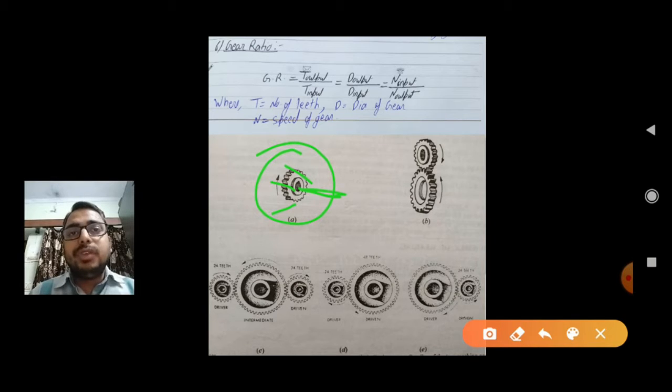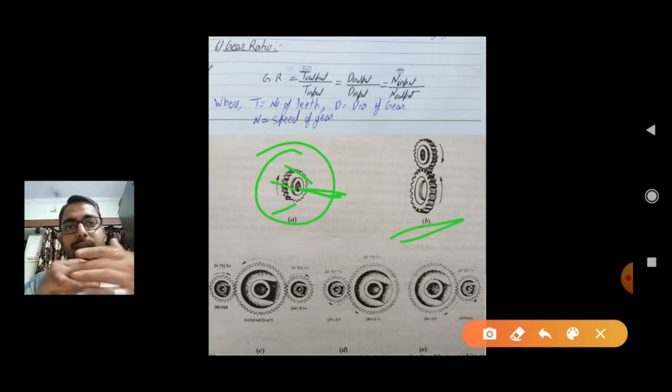Just because of that, in place of spur gears, helical gears are also used in some other types of gearboxes. Now I am talking about the helical gear, which is also shown in this diagram, figure B. Helical gears are shown. If you see that this is a cylinder, in the cylinder different teeth are cut. If the teeth are cut parallel to the axis of the shaft, then it is called a spur gear.